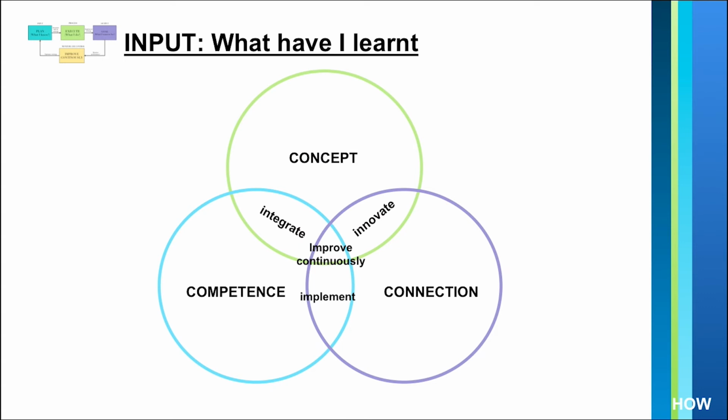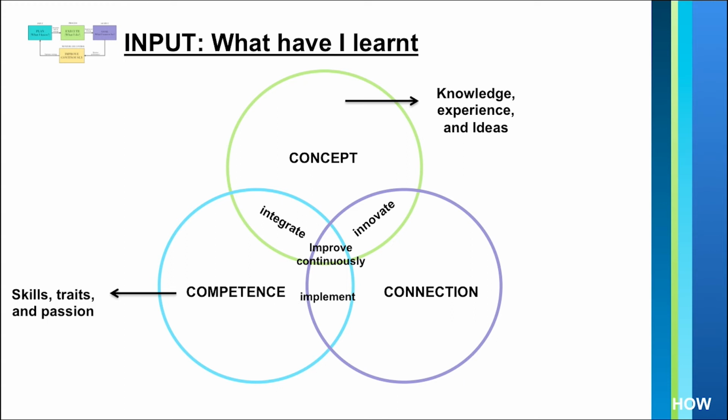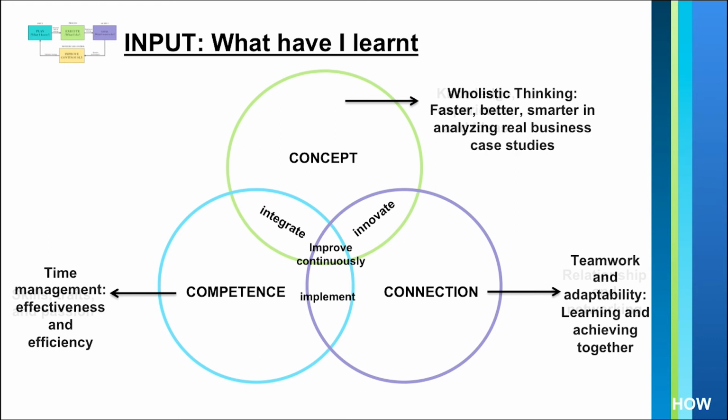Moreover, I will explain to you how I have applied what I have learned in IBM so far using the 3 C's diagram. Concept consists of my knowledge, experiences, and ideas. Competence consists of my skills, traits, and passion. Connection consists of my relationship and networking. For me personally, I have applied all those 3 in my journey in IBM. I have practiced my holistic thinking, which helps me to analyze business case studies with faster, better, and smarter solutions.